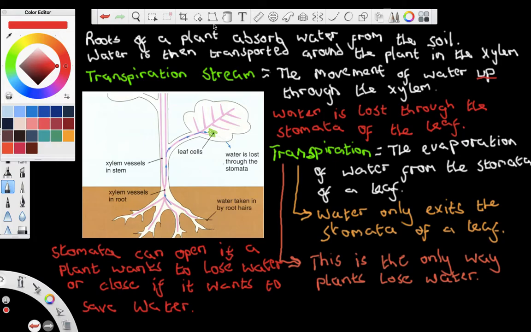Water is then transported around the plant in the xylem. This is known as a transpiration stream. So a transpiration stream is the movement of water up through the xylem. Because we're going from the roots, the water never moves down. Okay, it always moves upwards through the plant because the roots are the lowest part.